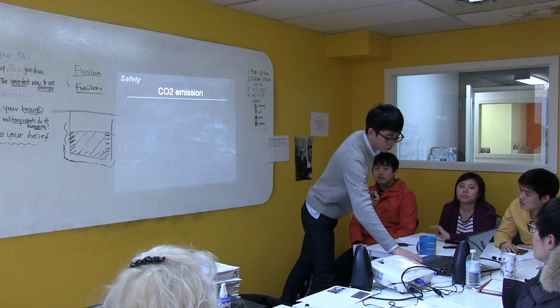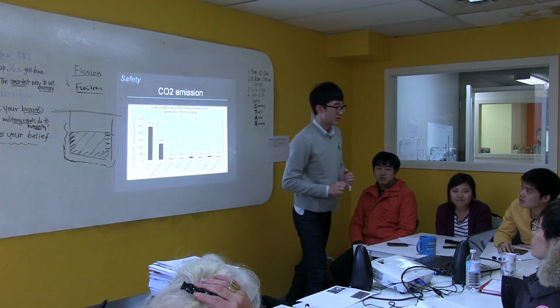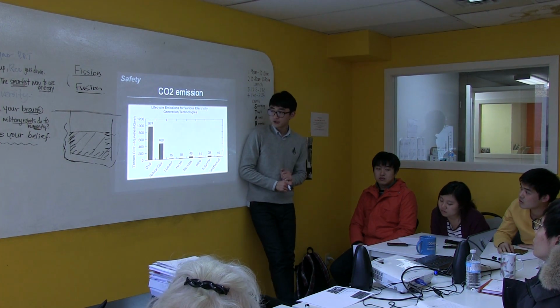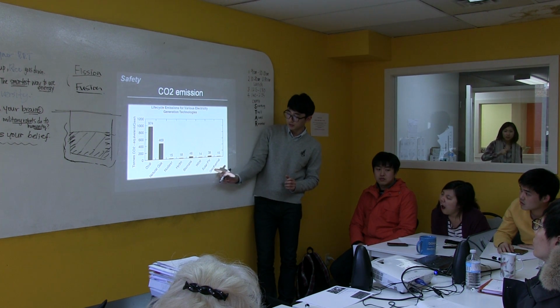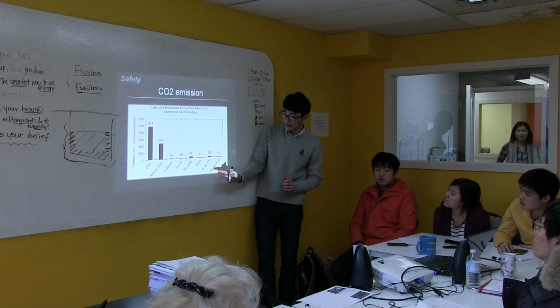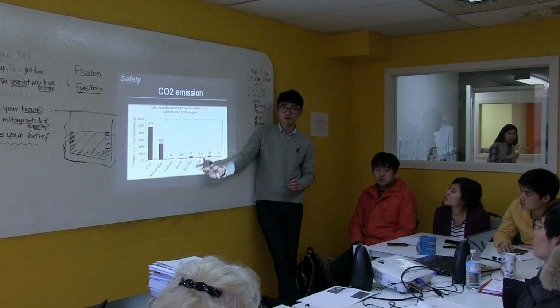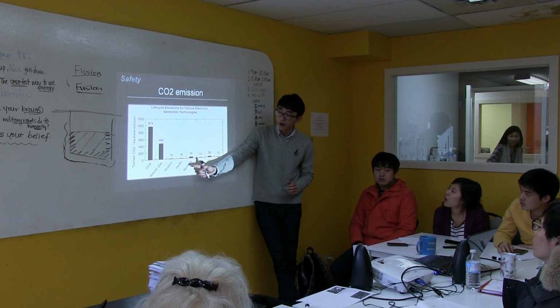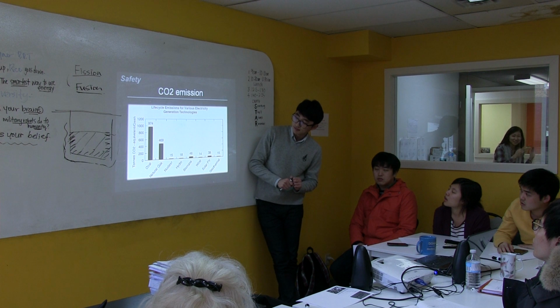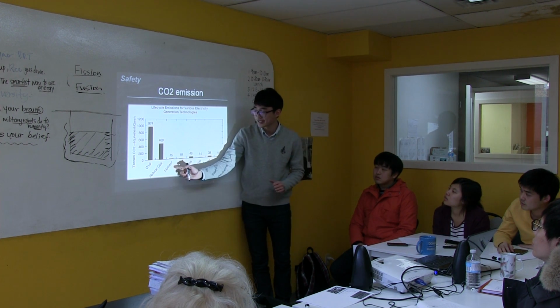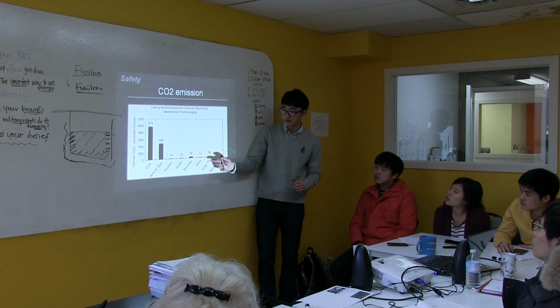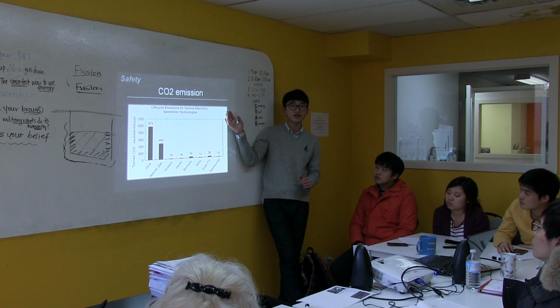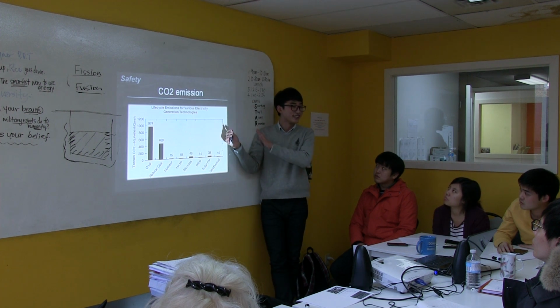So how about the CO2 emission in nuclear power plants? This graph shows the CO2 emitted according to different energy sources. But fortunately, the nuclear energy ranks second lowest following wind energy. So we don't have to really worry about global warming. It's a positive thing.